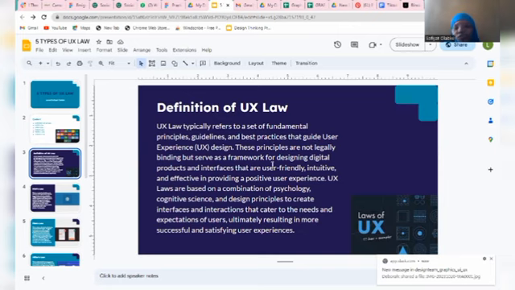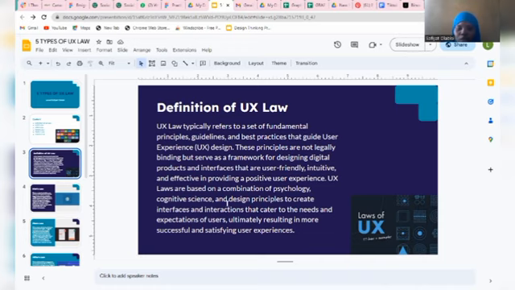The definition of UX law: the foundational principles, guidelines, and best practices that guide user experience design. The principles are not legally binding, but serve as a framework for designing digital products. Our design needs to go through some laws before we can make it okay. This is a good law design.